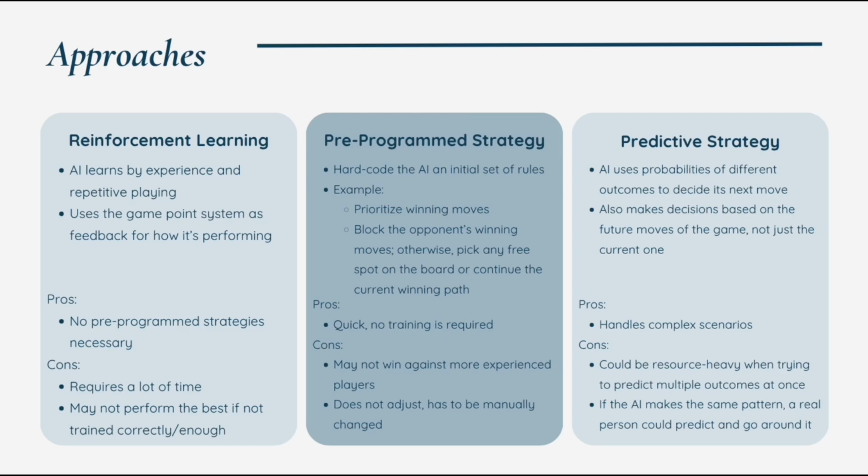For example, when the AI successfully wins a game and is rewarded with 1 point, it will take that as positive feedback and will remember the strategy that it last used. However, if it loses a game and receives a negative point, it will take that as negative feedback and continue to adjust its strategies for the next game that it plays.